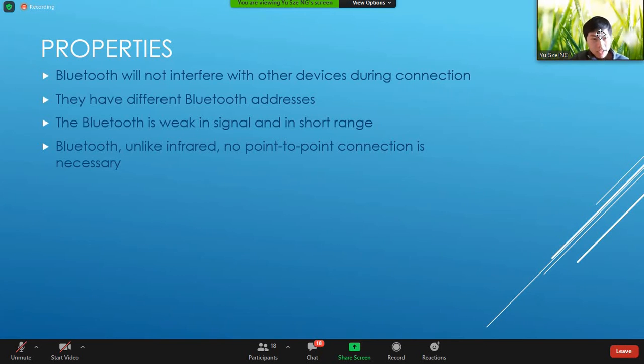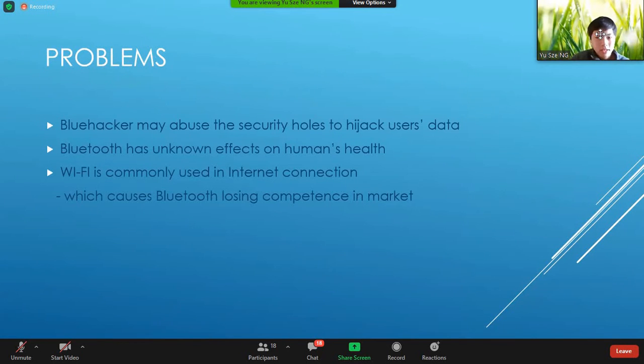But with these advantages, they have some problems as well. First of all, there may be bluejacking, which means hijacking when you're using Bluetooth. Hackers may hijack the Bluetooth to get your personal data and steal some of your privacy for illegal purposes. Also, Bluetooth may have unknown effects on human health, which means you don't know what harm they can do to your body. And Wi-Fi is more commonly used in internet connection. You seldom see Bluetooth used in internet connection, but somehow it can.